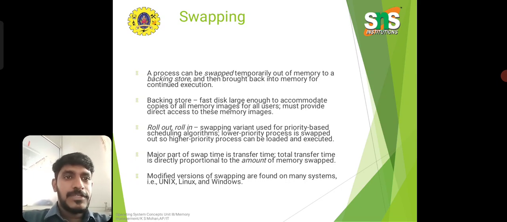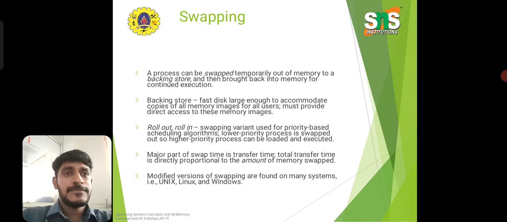The major part of the swap time is transfer time. The total transfer time is directly proportional to the amount of memory swapped. Modified versions of swapping are found on many systems, for example Unix, Linux and Windows.